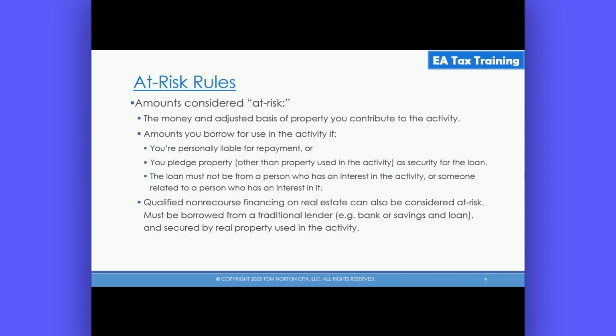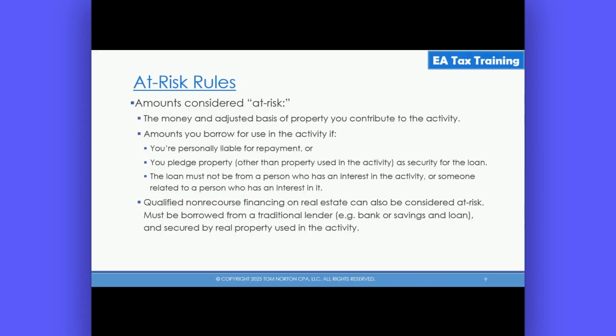First, the money and adjusted basis of property you contribute to the activity. That's the easiest, most straightforward. Second, amounts that you borrow for use in the activity can be considered at risk if you personally are liable for any repayment, or you pledge property as security for the loan, and it can't be property that's actually used in the activity, but maybe you put up your house as security for that loan. And that loan must not be from a person who has an interest in the activity or someone related to a person who has an interest in it. So it could be from a bank or it could be from an individual, but it has to be an individual who has nothing to do with the activity itself.